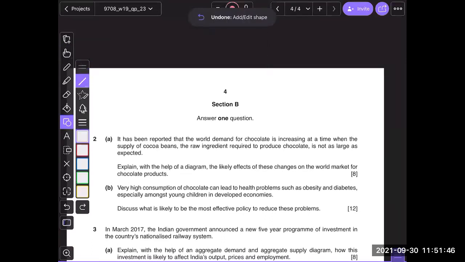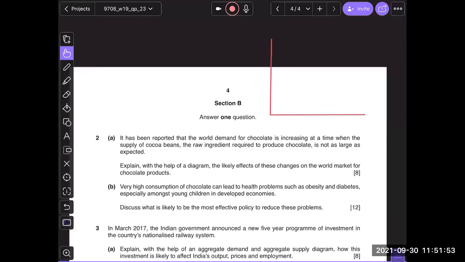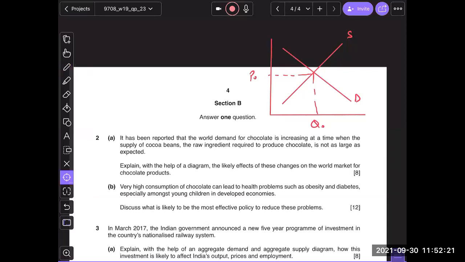Let's choose another color. So, if this is my market for cocoa, the world market for cocoa, 3 things are happening. Number one is this, the supply, so this is my demand and supply, right? And the price is P naught, the quantity is Q naught, right? Now, guys, in this case, what they're saying is that the demand is increasing at the time when the supply of cocoa beans is going down. So with the diagram, you need to show the likely effect.